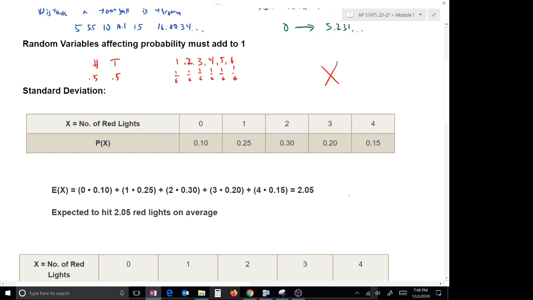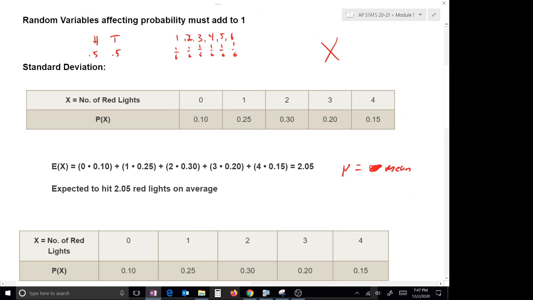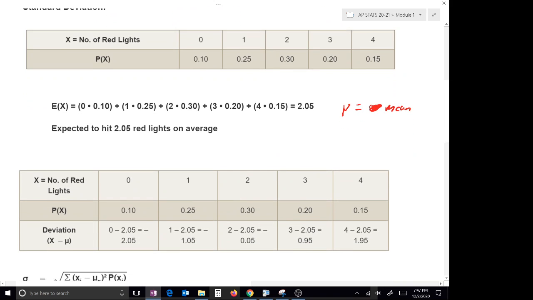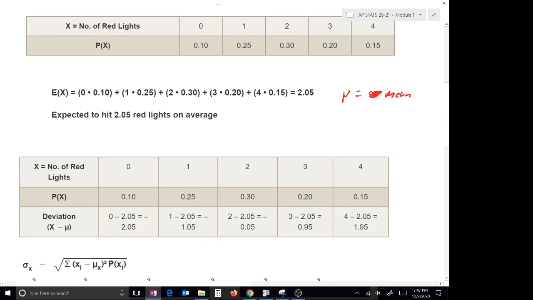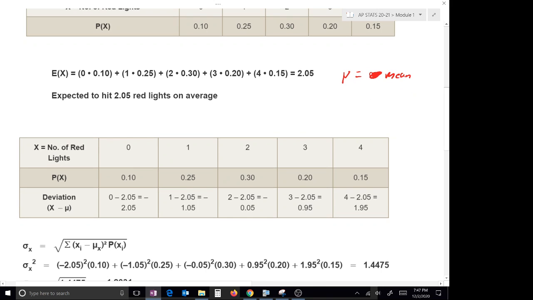By the way, we are using mu as our average, or our mean, not x bar, because when we're doing probability, all of these add up to 1, so we're essentially looking at all the possibilities. This is not a sample, this is the entire population. Same with standard deviation. We are going to use sigma to denote standard deviation.